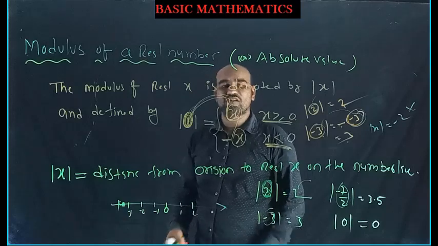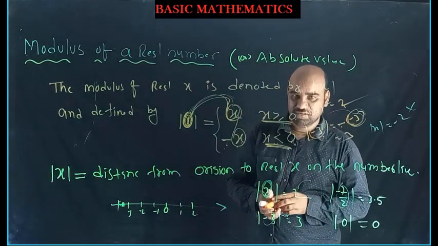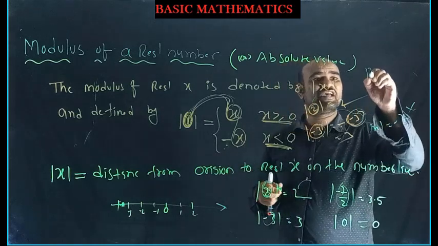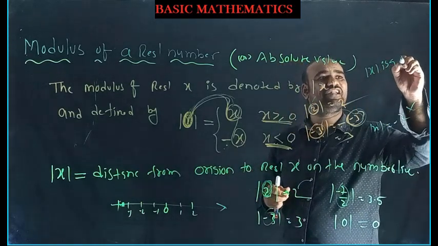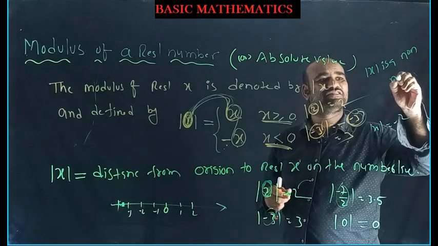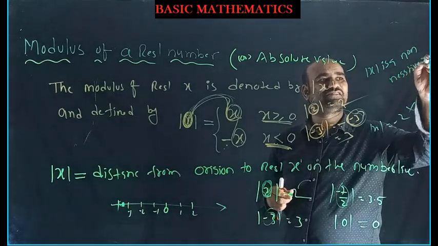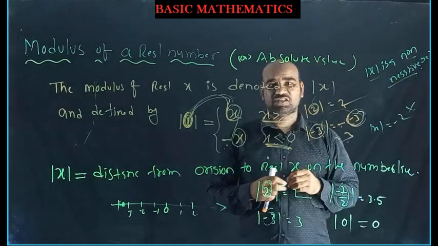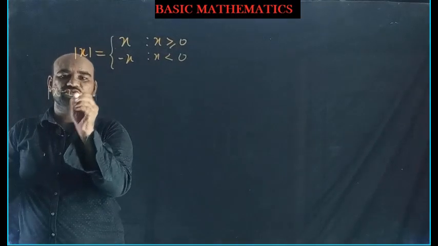Final conclusion: modulus of x is a non-negative real. This is the definition. Okay, student, just now I explained the definition of modulus of any real number. The output may be x or minus x, depending upon x: x if x is greater than or equal to 0, minus x if x is less than 0. This is the definition. Important. Okay, now modulus of x minus 2 equals dash.